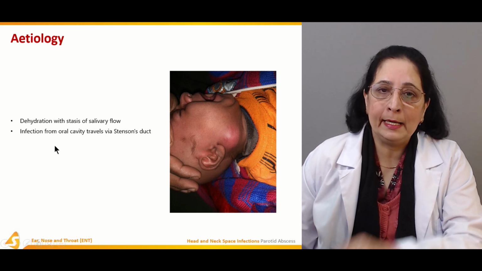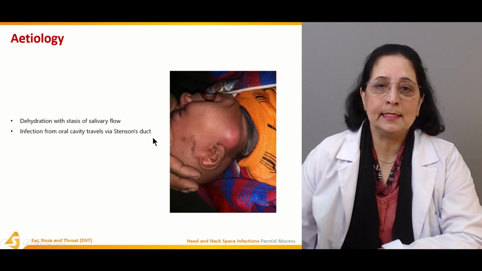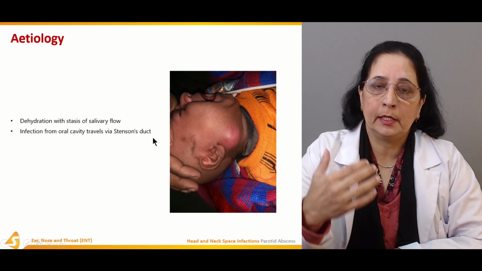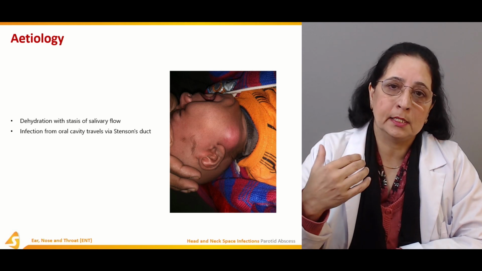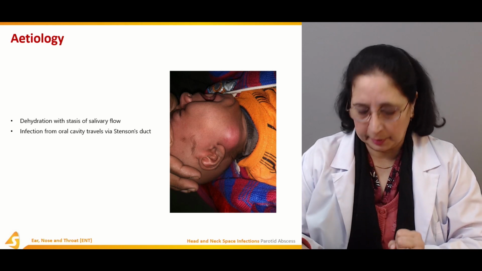Infection from the oral cavity, from the mouth, travels via the Stenson duct to the parotid gland and causes infection. So this is another cause of parotid abscess.